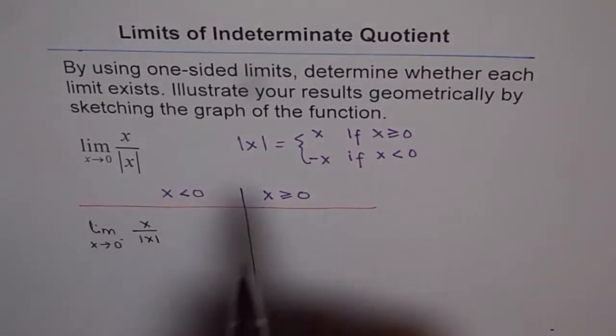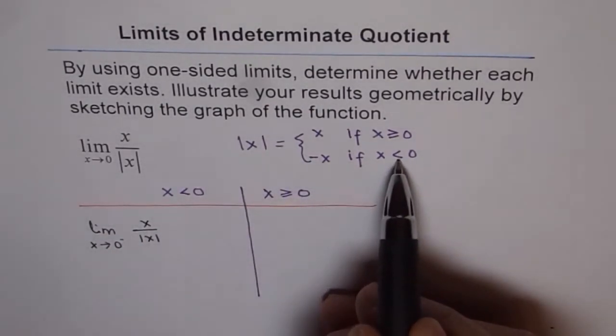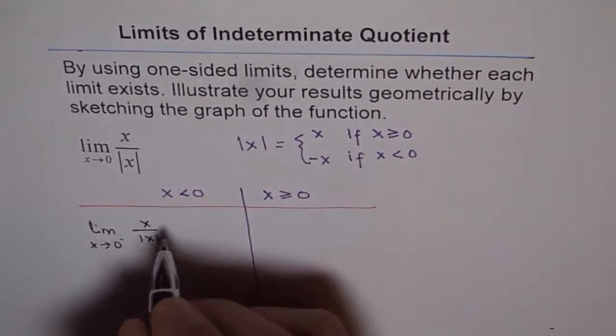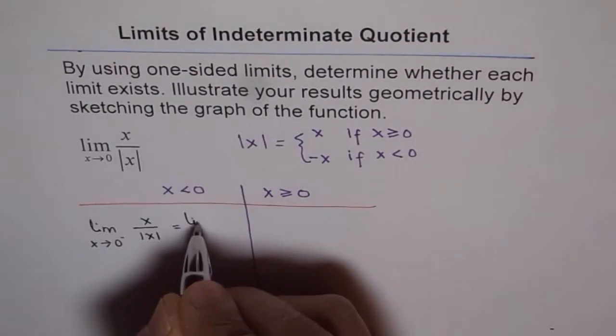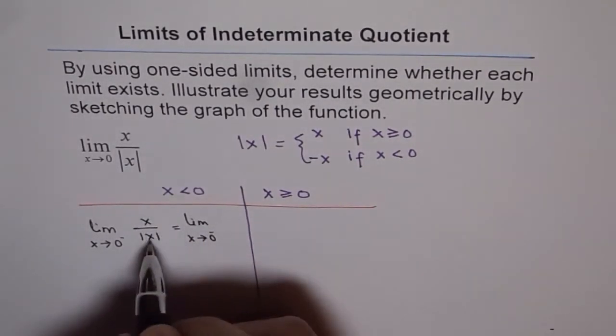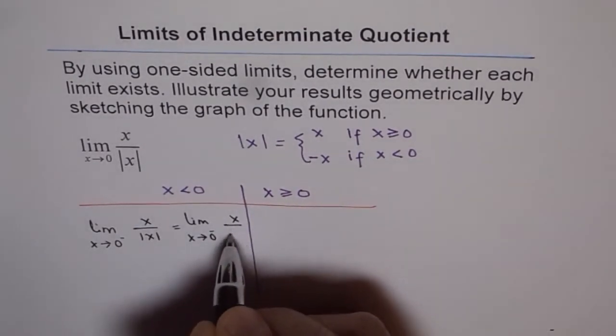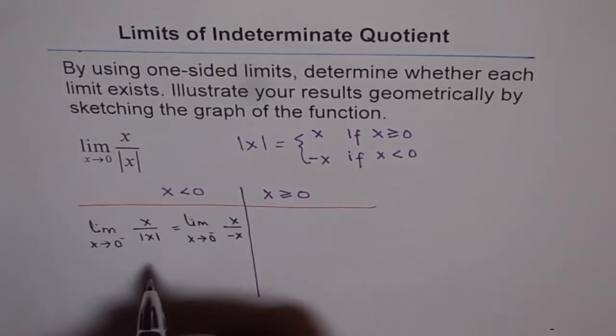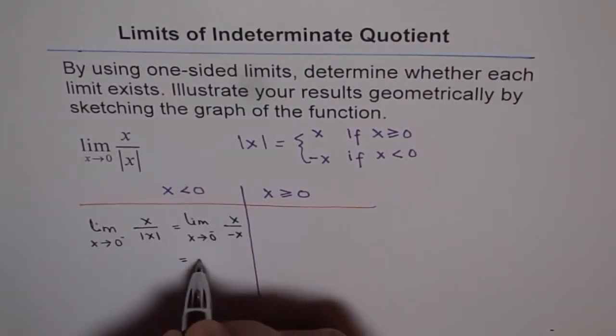Now, if we are on the left side of 0, then absolute x is actually equal to minus x, correct? So this could be written as the limit as x approaches 0 from the minus side. In that case, it is x over minus x, correct? Now, x over minus x is minus 1. So this is equal to minus 1.